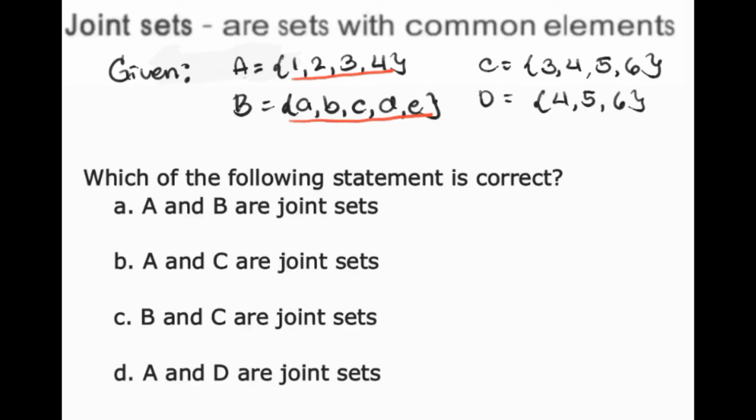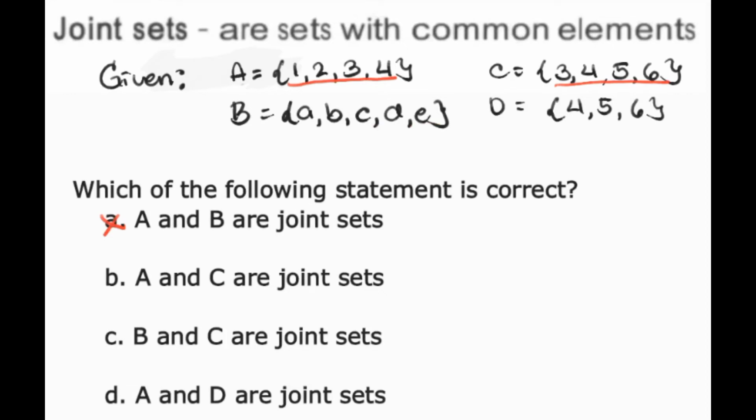Okay. Meron po bang common elements ang A and B? Okay, so wala. Because A is a set of numbers and B is a set of letters. Okay, so it means the letter A, wala na siya sa mga pagpipilian natin because it is not a joint set.